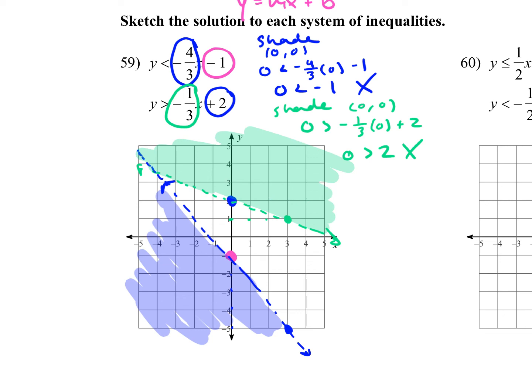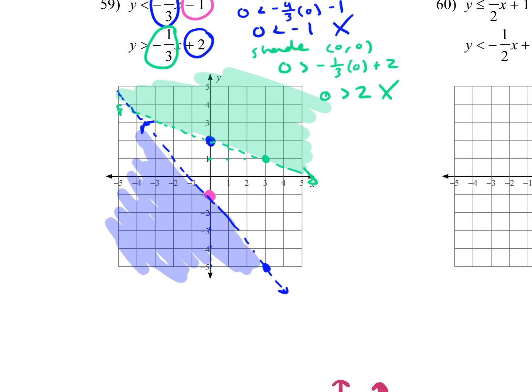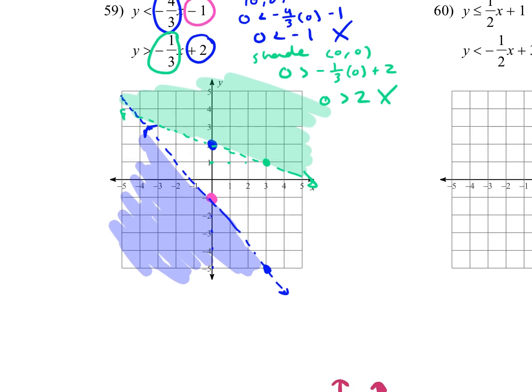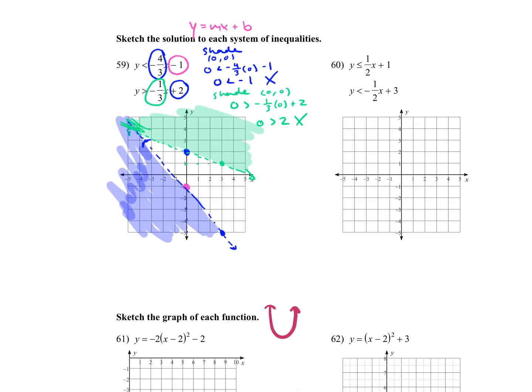Do I have any parts of this graph that overlaps? Any parts of the shading? Oh yeah, it does overlap. Because this would keep being shaded up here. So it would kind of overlap a little bit there. Any questions with this one?